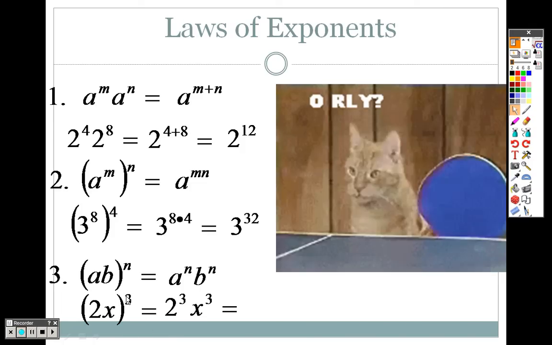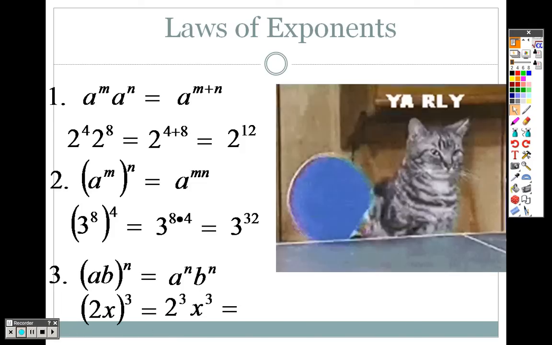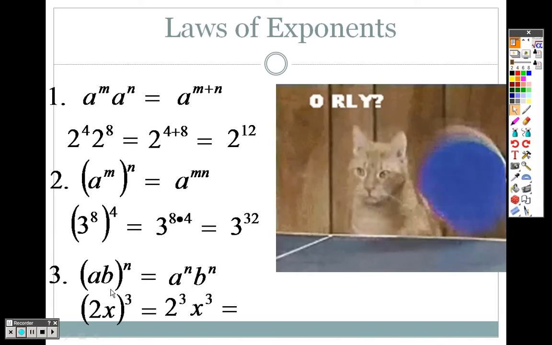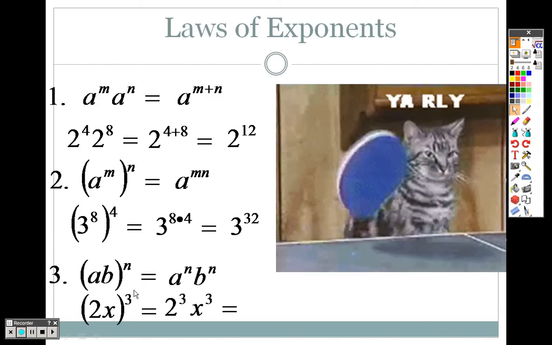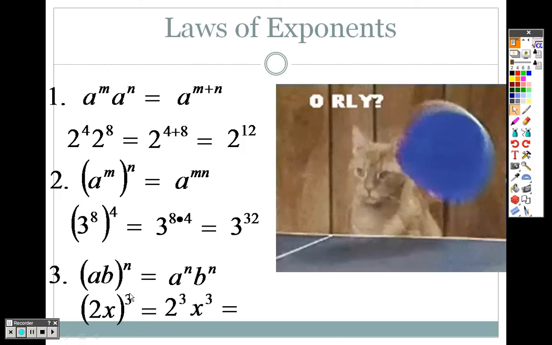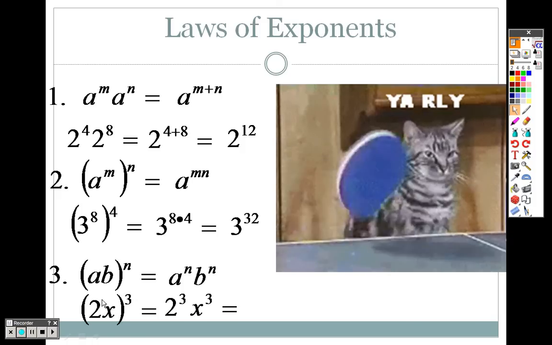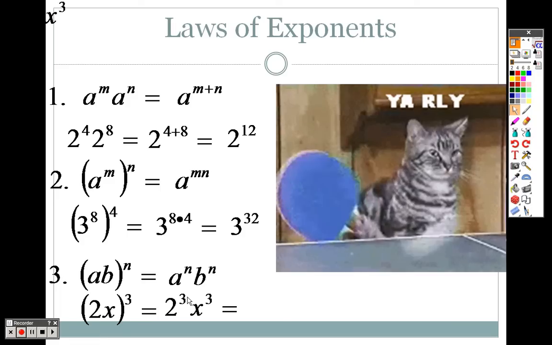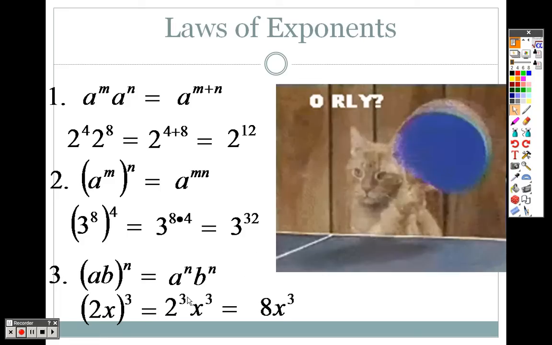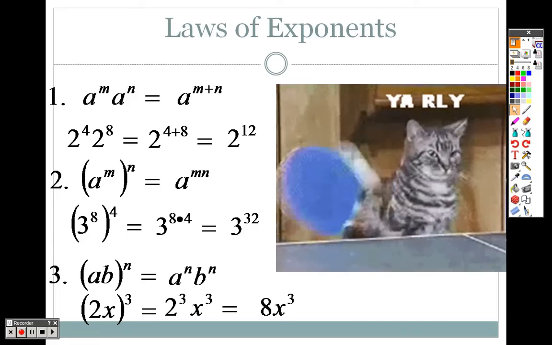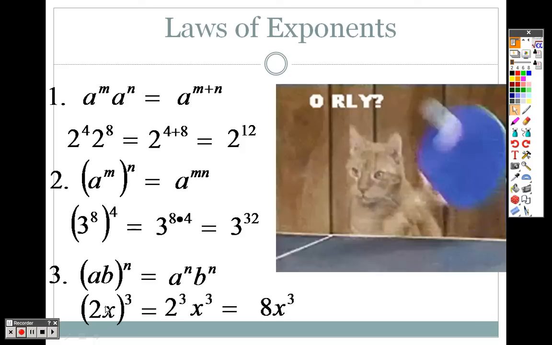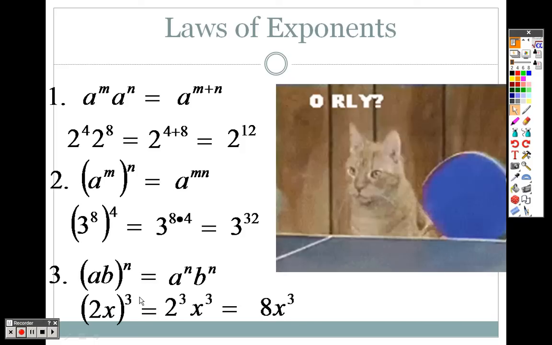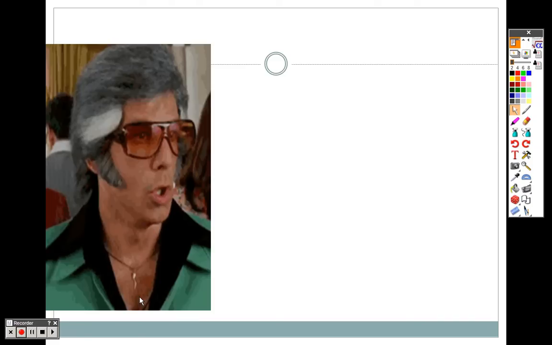This is where people normally get this wrong. Normally people just take this 3 through to the x, but you've got to remember to take it through to the numbers as well. Every single variable gets that exponent, and every single number also gets that exponent. So 2 to the third is 8, so really you get 8x cubed. So remember, this is a tricky one here. You've got to take that 3 through to the numbers and the x's as well.